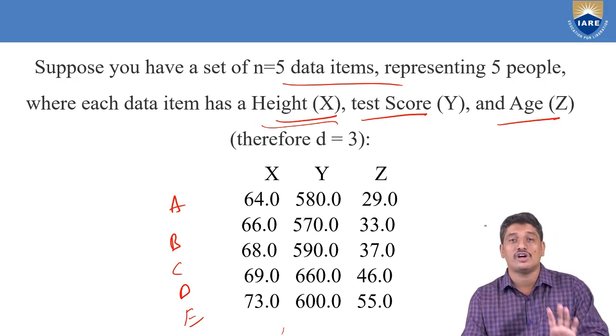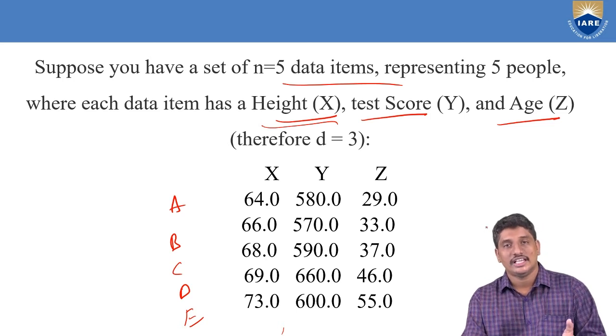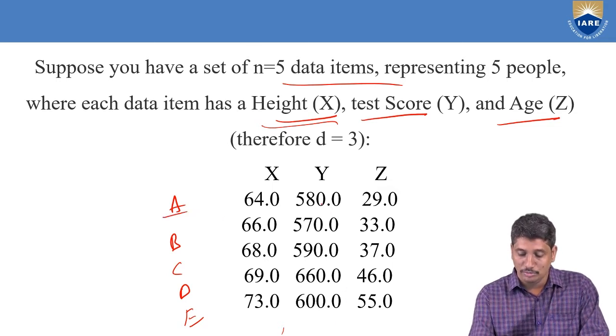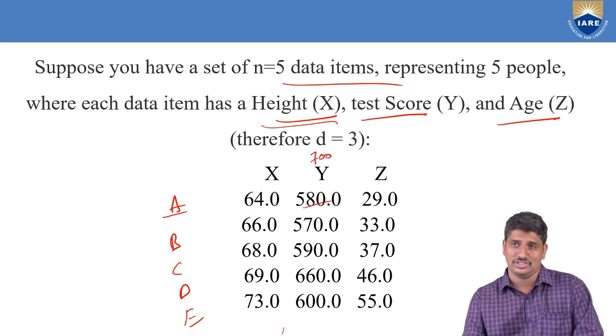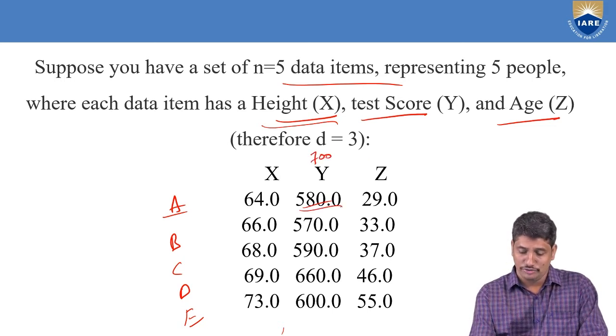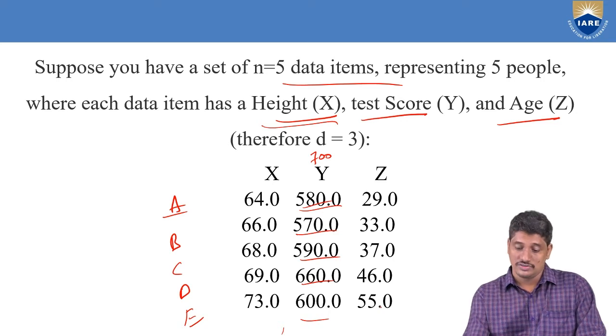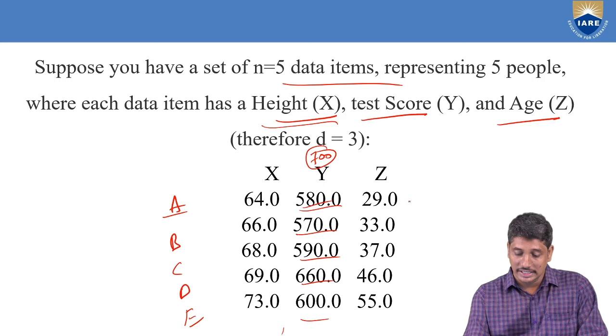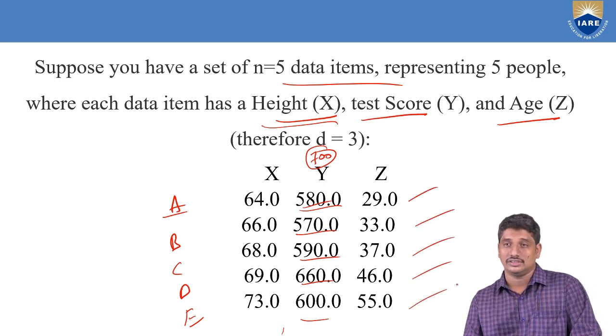The second column represents the test score. That means some IQ test has been conducted. Of these 5 scores, student A scored 580 marks out of 700. The first student's score is 580, the second student's score is 570, third is 590, fourth 660, and fifth 600 out of 700. These are the IQ test scores. And the third is their age: 29 years, 33 years, 37 years, 46 years, 55 years.